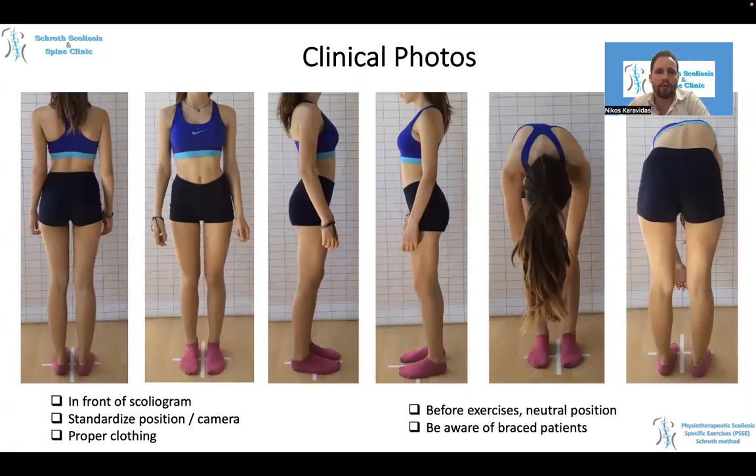Another important way to evaluate your patient is to take clinical photos of them. So you need to standardize the position of the camera if possible, and if you can use the scoliogram on the background, it is useful because you can identify even very minor differences from one photo to the other. You need proper clothing, so usually for boys, you take them naked in the upper trunk, and for girls, you ask them to wear a sport bra. Of course, you have to take the photos before the exercises and in neutral position.